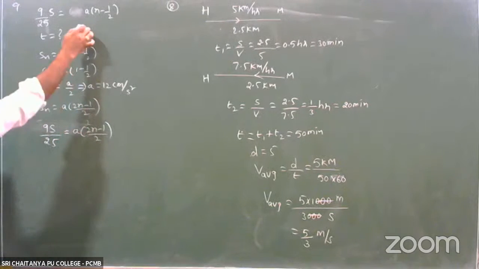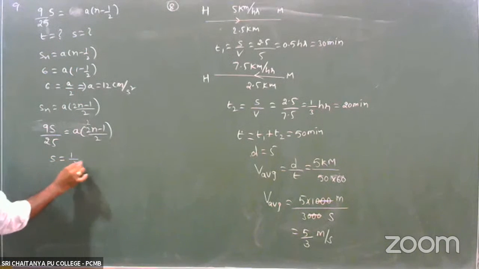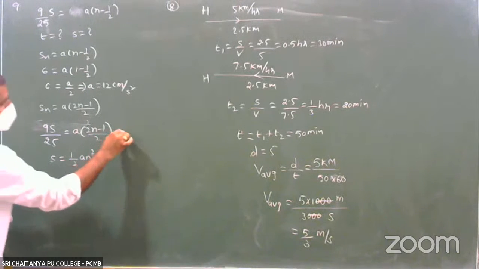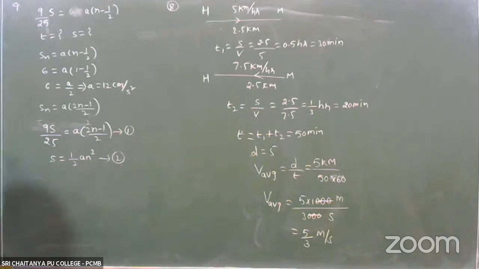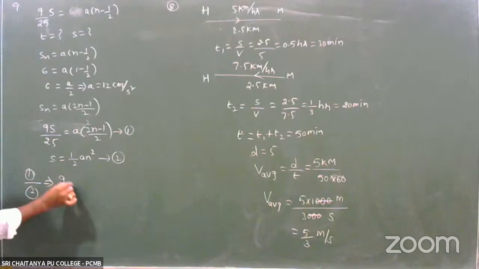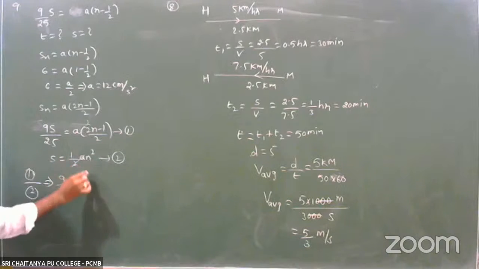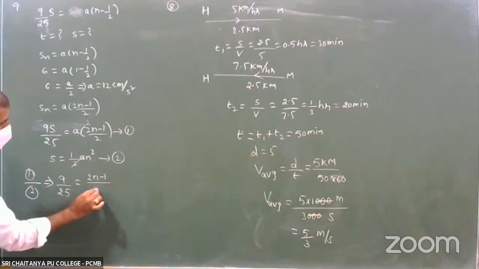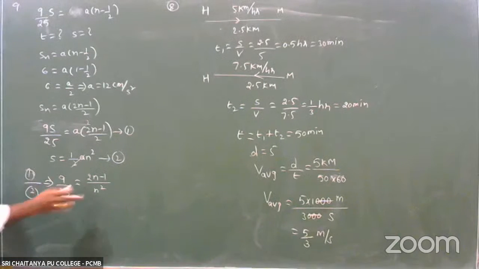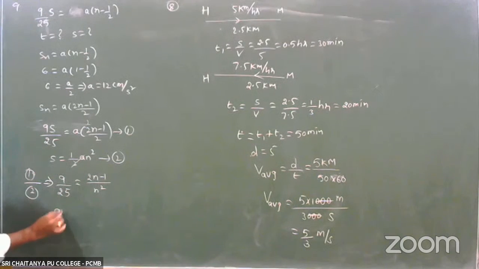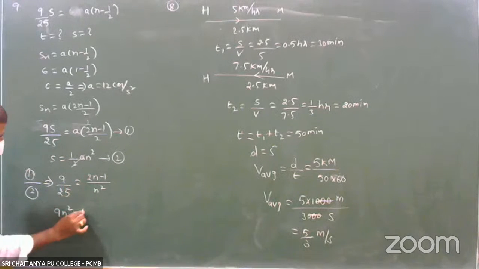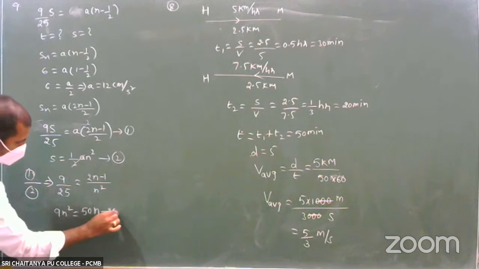Next, in the total time of n seconds, how much distance? S is equal to half a n square. Make it equation 1 and equation 2. Divide equation 1 by equation 2. S gets cancelled, and a by 2 and a by 2 get cancelled. What you will get: 9 by 25 equals (2n minus 1) by n square. Cross multiplication, you can find the n value: 9n square is equal to 25 into (2n minus 1), that is 50n minus 25.